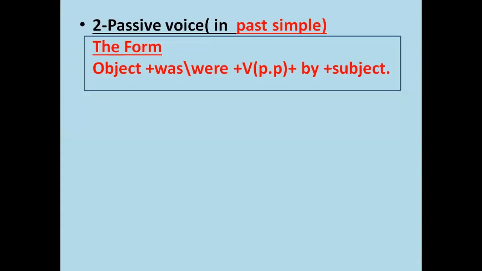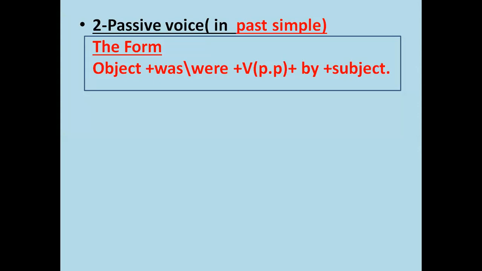Next, number 2, we will explain passive voice in past simple. What is the form of passive voice in past simple? We start with the object plus verb to be in past, was or were, plus the past participle of the main verb plus by plus the subject.